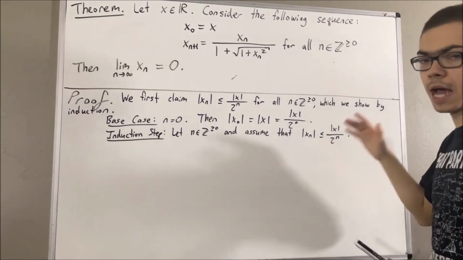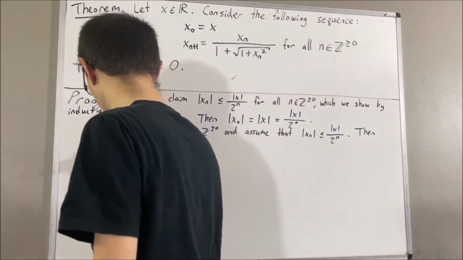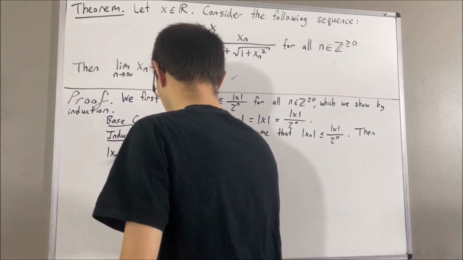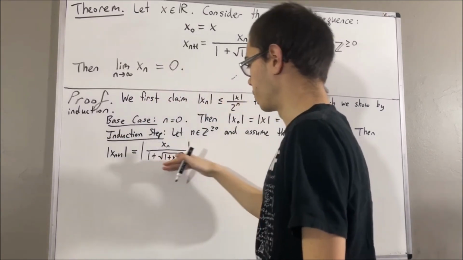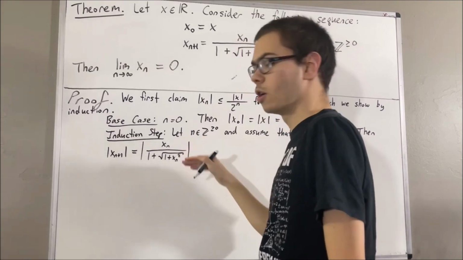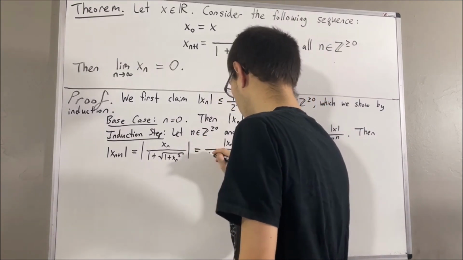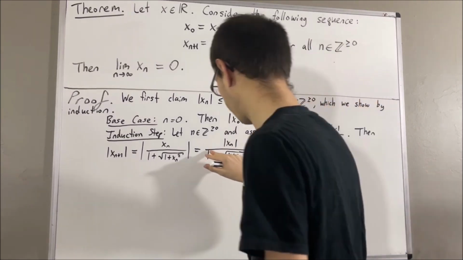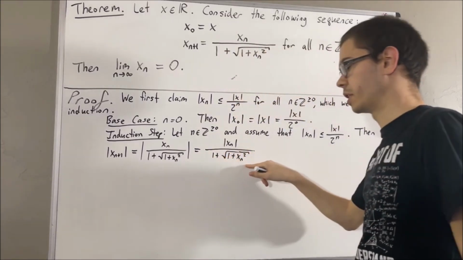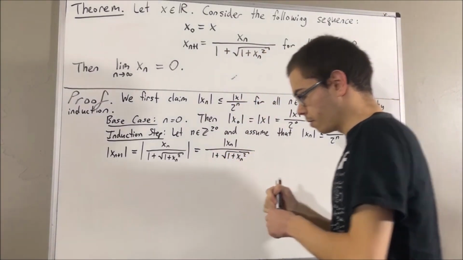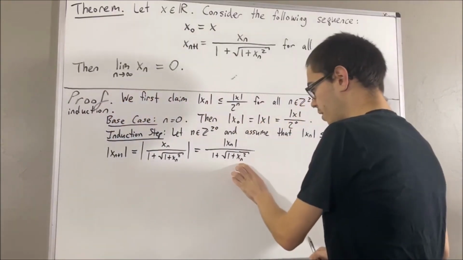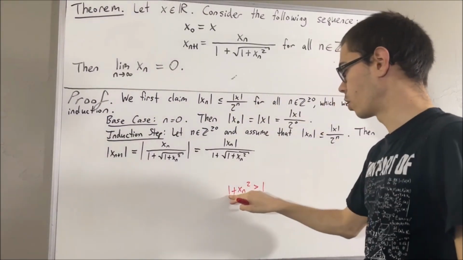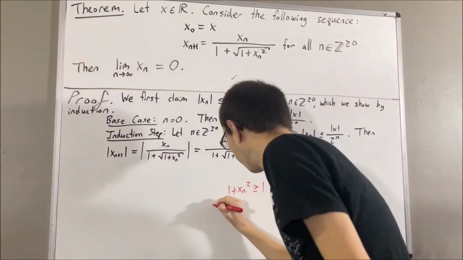Well, let's first write out absolute value of x_{n+1}. By definition, x_{n+1} is this expression. And we know that the absolute value of the fraction is just the absolute value of the numerator over the absolute value of the denominator. And we actually don't need the absolute values in the denominator because the expression in the denominator is positive. But now, we notice 1 plus x_n squared is greater than or equal to 1. And therefore, the square root of this must also be greater than or equal to 1.